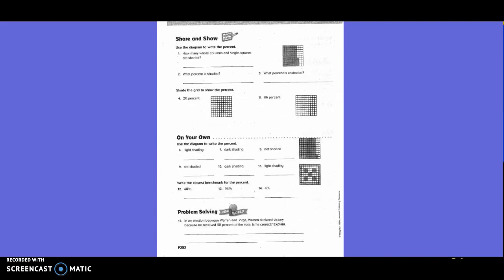Share and show. Use the diagram to write the percent. How many whole columns and single squares are shaded? So how many whole columns? 7. So 7 columns. And then how many squares are also shaded? 4. 4 single squares.